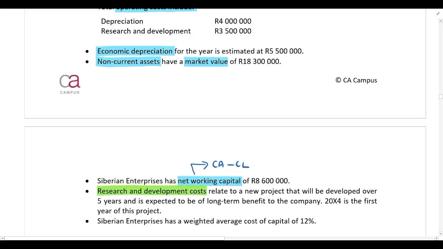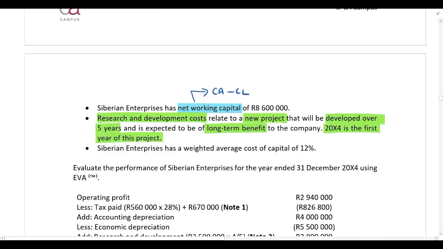Research and development costs relate to a new project that will be developed over 5 years and is expected to be of long-term benefit to the company. 20X4 is the first year of this project. So you can see I'm just giving you more information about these research and development costs above. Siberian Enterprises has a weighted average cost of capital of 12%. And we need to evaluate the performance of Siberian Enterprises for the year ended 31 December 20X4 using EVA.